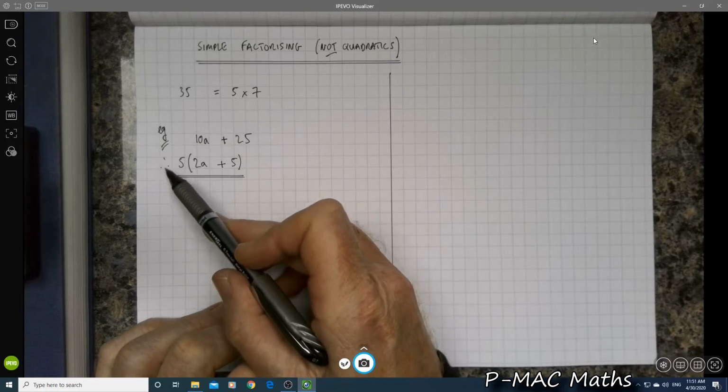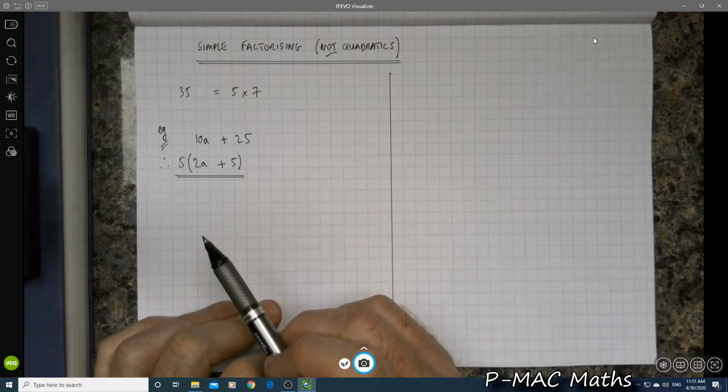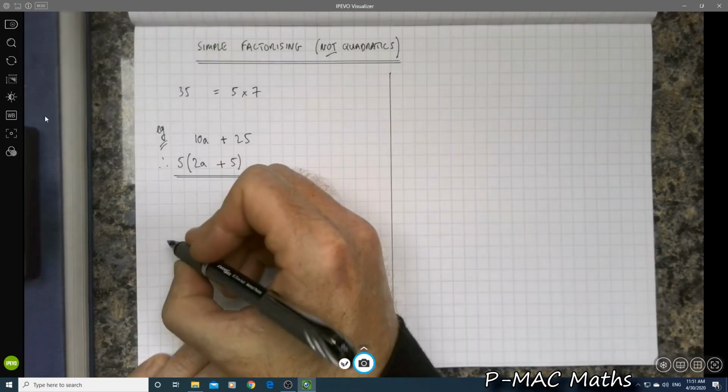Note that I used 3 dots to represent therefore. I didn't use equals because this isn't an equation I am solving. Second example.